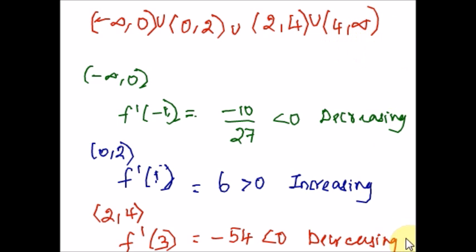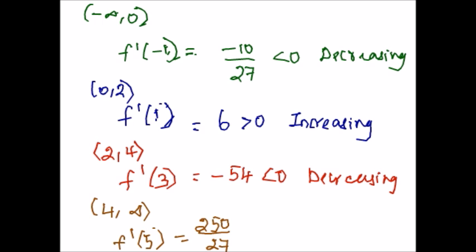4, infinity. Can we take 5? If I take x equal to 5 and evaluate that in f dash of x, I'm getting a fraction, though it is a positive one. So this interval 4, infinity is increasing. In short, you can say that negative infinity to 0 is decreasing, 0, 2 is increasing, 2, 4 is decreasing, and 4, infinity is increasing.